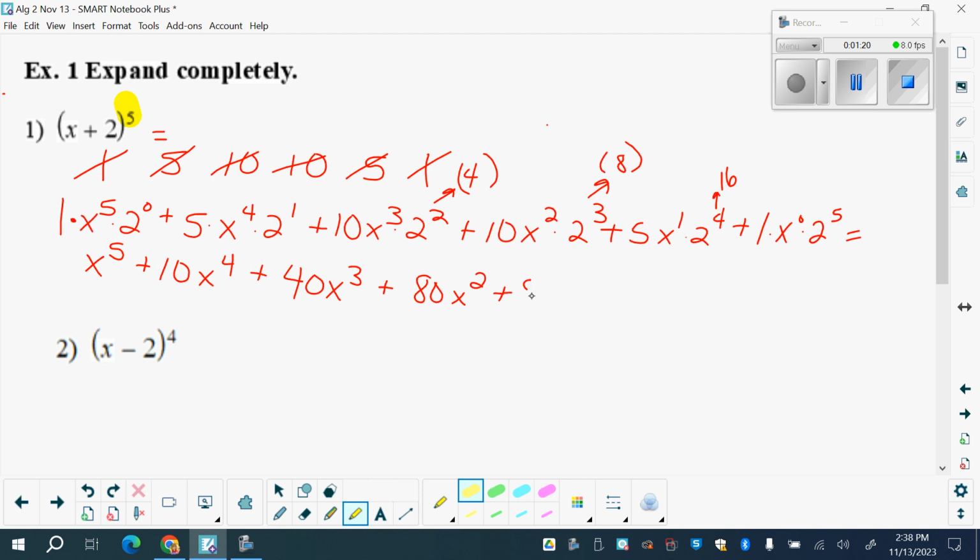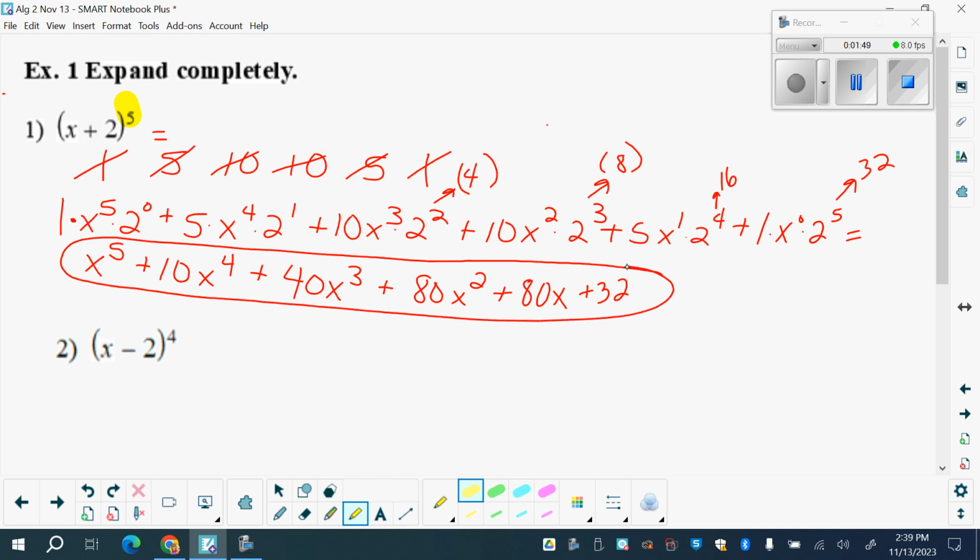80. So it's 80x. And then we have 1 times x to the 0 times 2 to the 5th. What's 2 to the 5th? 32. So what's x to the 0? 1. 1 times 1 times 32 then would be 32. So this is our answer here. Big long answer. Okay, so now that's what we did on Friday or Thursday.